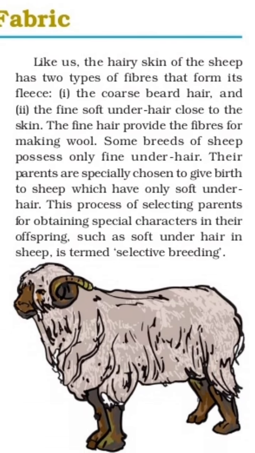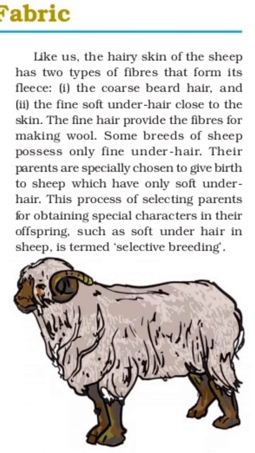Like us, the hairy skin of sheep has two types of fibers. We have two types of hairs on our body. In the same way, the sheep also have two types of fibers: one, the coarse beard hair, which is the harder one, and a fine soft under hair close to their skin.